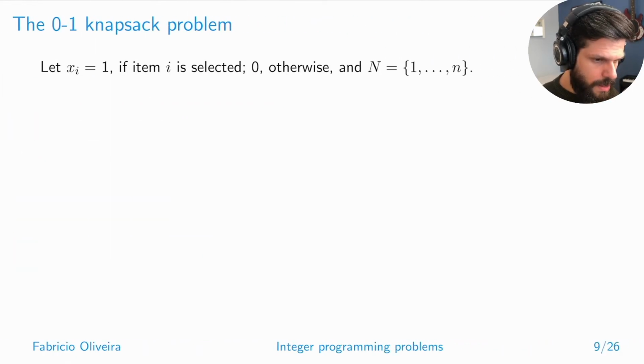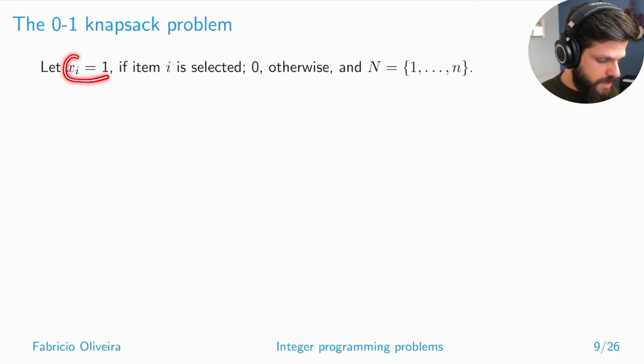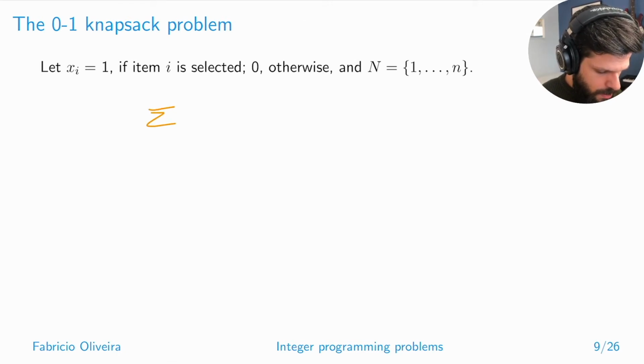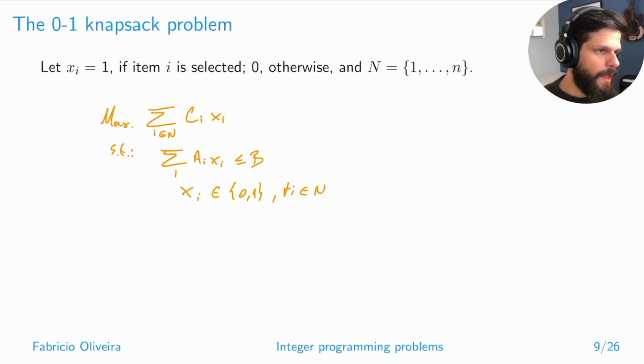So how do we model that? Well, we use these variables xi, which are going to tell us whether an item was selected or not, and we're going to use, like before, these binary variables, let's say yes and no. And once that is done, what we're trying to do is maximize the sum over i in n of ci xi, and we are considering a budget constraint, which is the sum over i of ai xi less than or equal to b, and xi is binary for all i in n. And that's the model right there.